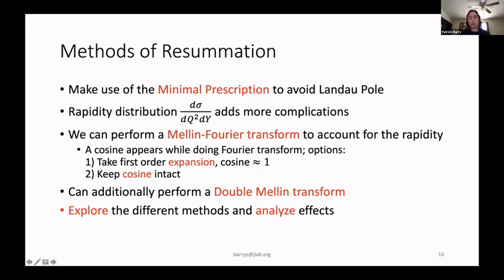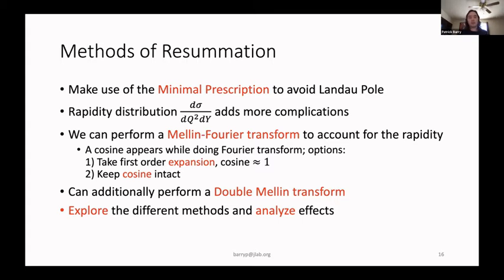The reason we're focusing on this is because that's what the pion data have. It's doubly differential. In doing so, the threshold resummation is done in conjugate space, and we can perform a Mellin-Fourier transform, where the Fourier transform accounts for the rapidity. In doing so, there's a cosine that appears in the calculation, and the argument of the cosine is near 0. So you can take the first order expansion, where cosine is approximately equal to 1, and I call that the expansion method. Alternatively, you can keep the cosine intact, and that I will call the cosine method.